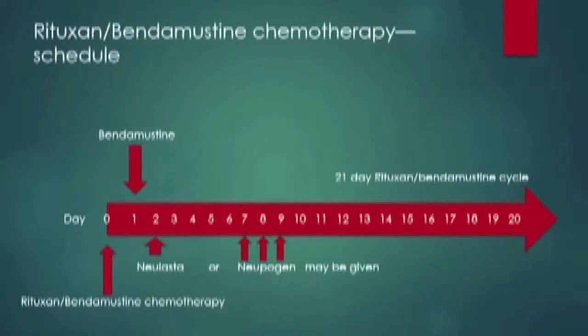Let's look at the schedule now in a little more detail. Once again, both drugs are given together on day 0, and then the next day bendamustine is given alone. Growth factors such as Neulasta or Neupogen may be given to support your immune system, and this entire cycle is repeated every 21 days.